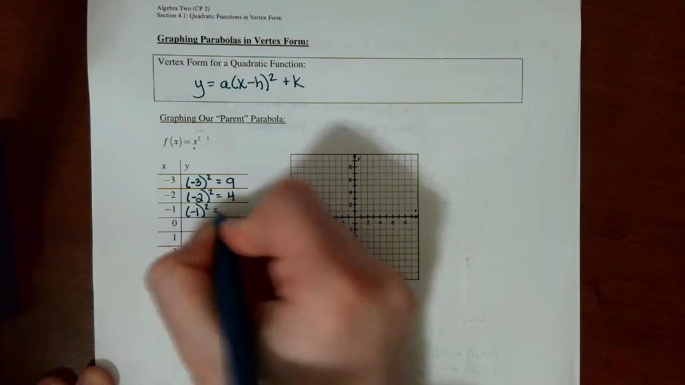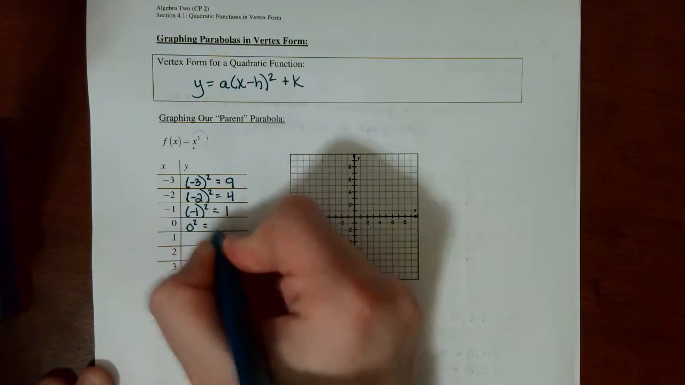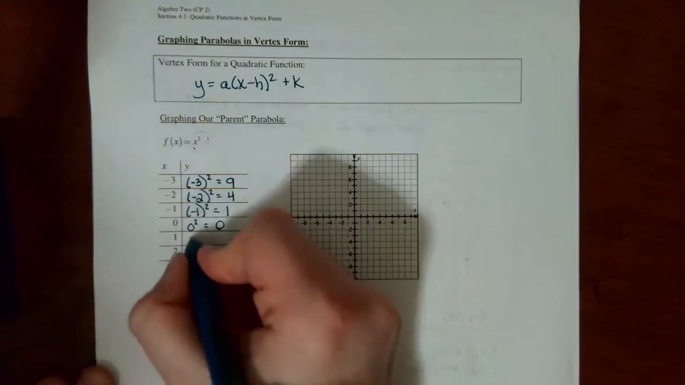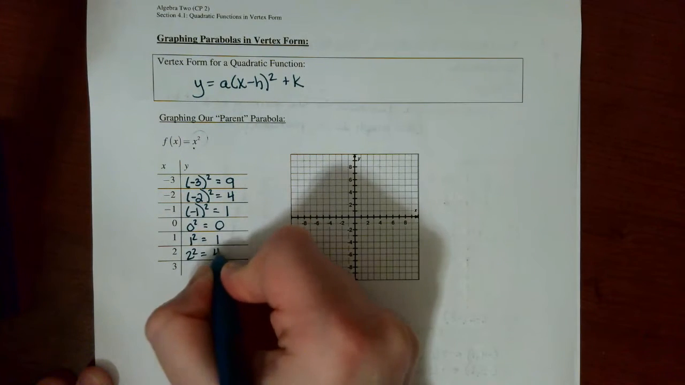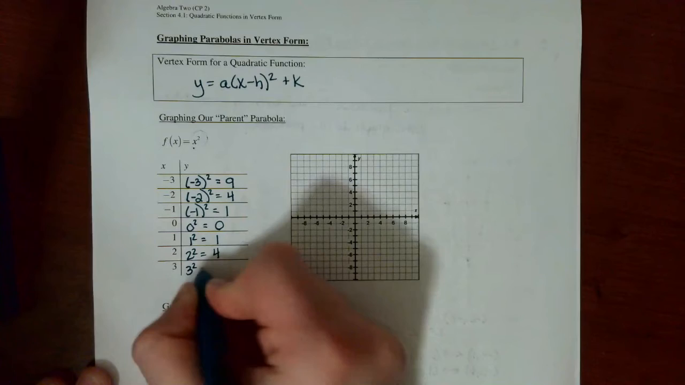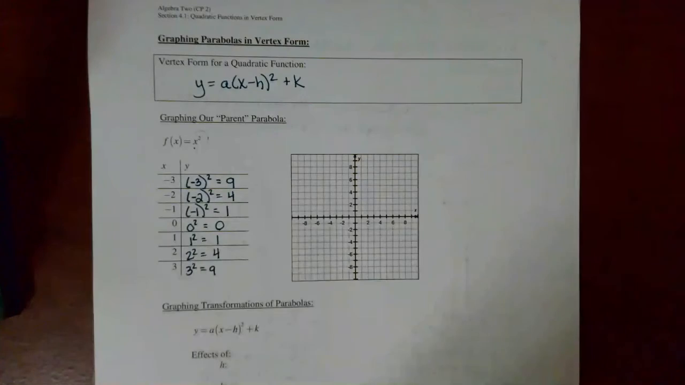-1 squared, -1 times -1 is +1. 0 squared, 0 times 0 is 0. 1 squared, 1 times 1 is 1. 2 squared, 2 times 2 is 4. 3 squared, 3 times 3 is 9. Please graph those 7 points, but don't connect them yet.